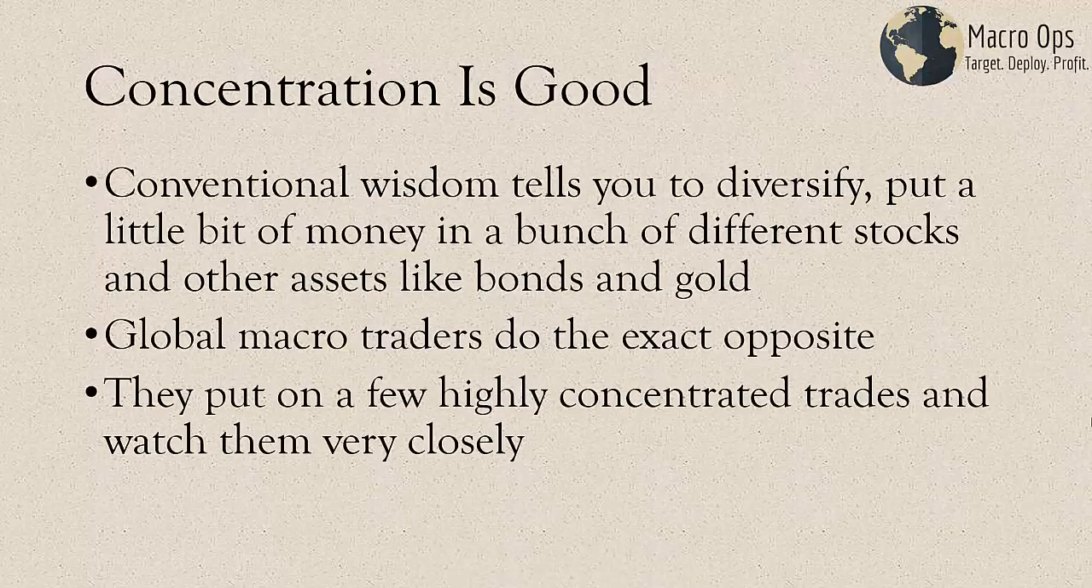Okay? Conventional wisdom will tell you to diversify, put a little bit of money in a bunch of different stocks, and maybe sprinkle some in a few other assets like bonds and gold, etc. But global macro traders do the exact opposite. And that's how they make those outsized returns like Jesse Livermore, Soros, and Paul Tudor Jones made when the markets were collapsing. They put on a few highly concentrated trades and they watch them very, very closely.